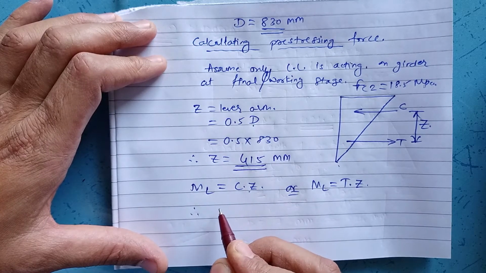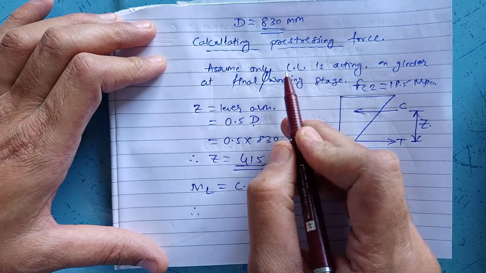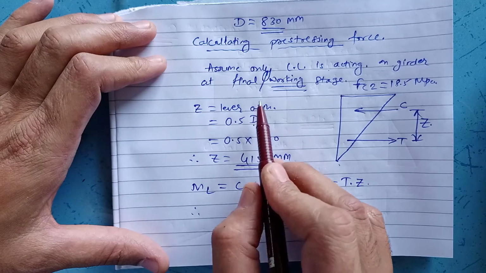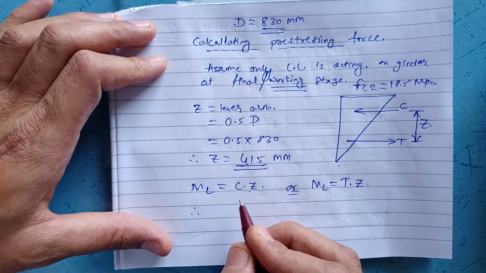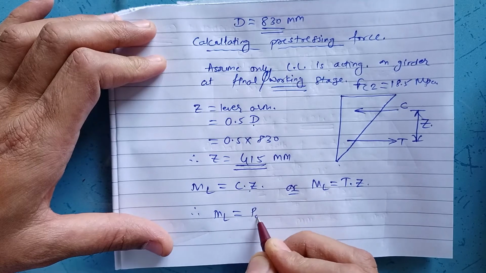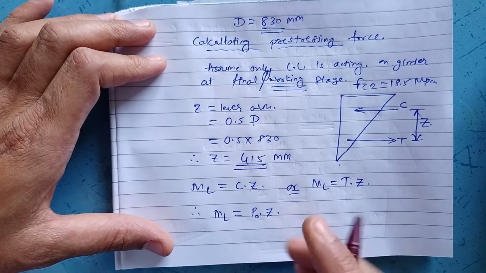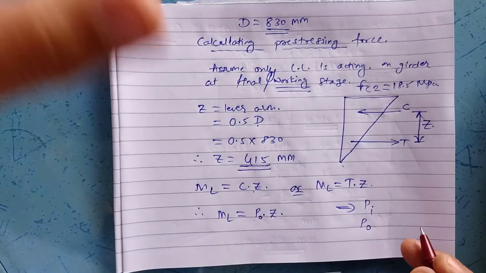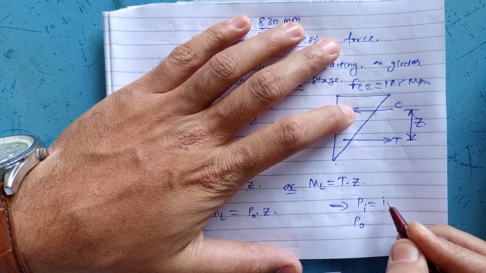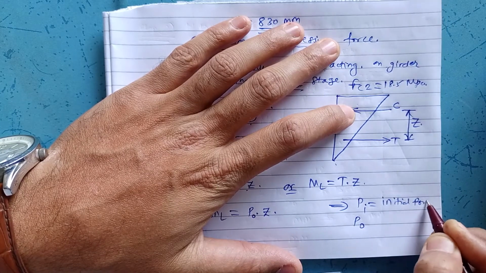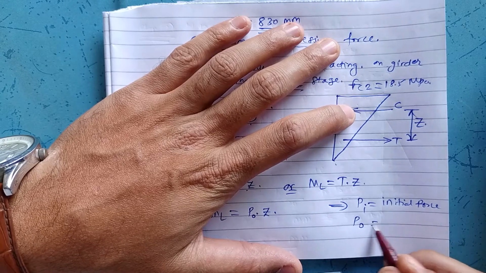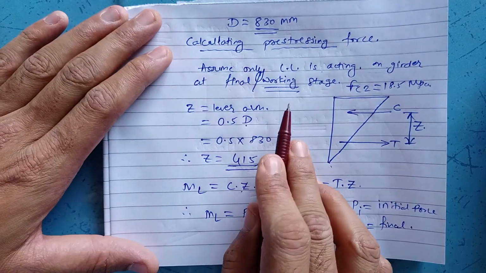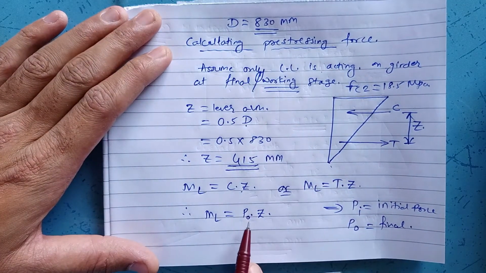Now, as we are calculating or assuming only live load is acting at the final stage, hence ML is equal to P0 into Z, where Pi is nothing but the initial force, that is the initial pre-stressing force, and P0 is the final pre-stressing force. Hence, we are considering the final stage, that is the working stage, that will be nothing but P0.